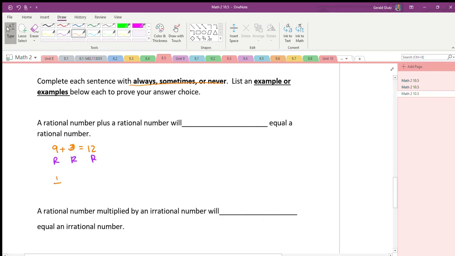If I have 1/3 plus 4/3, those are two rational numbers. That would equal 5/3. So rational, rational, rational. So if you choose any two rational numbers, you add them together, your answer is always going to be a rational number. So this answer would be always.